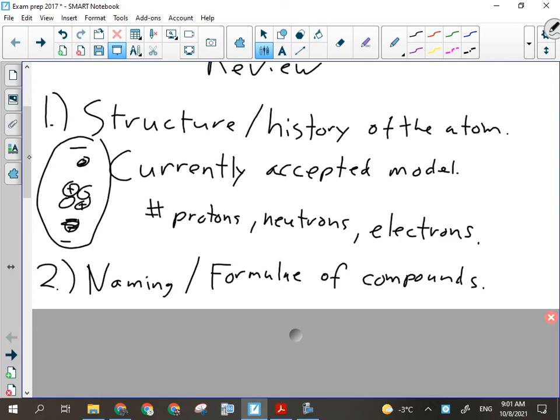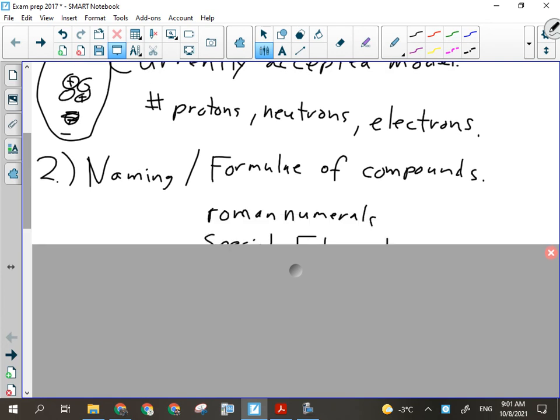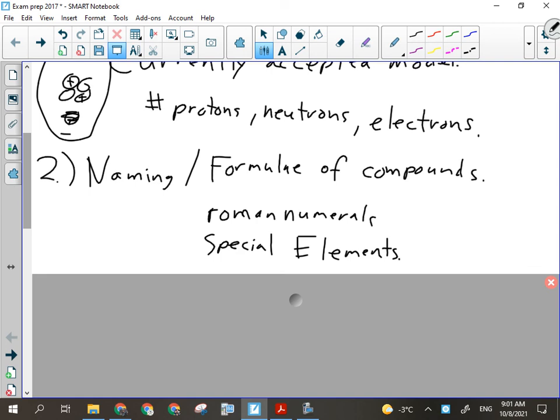That was what we did the second day of the unit. Okay? Things that people forget. When to use a Roman numeral, or what it means when they have one. What does it mean? It's the charge of a multivalent. It is the charge of a multivalent.